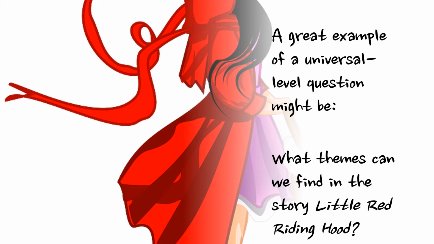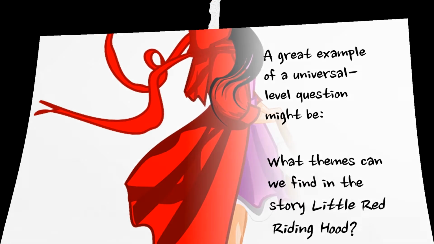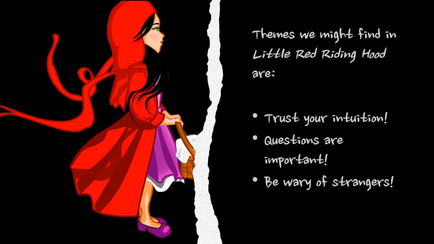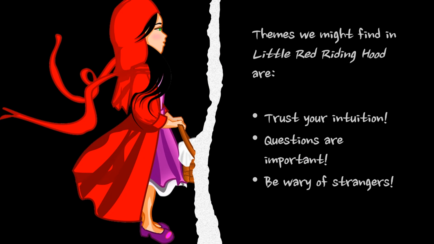A great example of a universal level question might be, what themes can we find in the story Little Red Riding Hood? And some themes we might find in that story are, trust your intuition, questions are important, or perhaps, be wary of strangers.